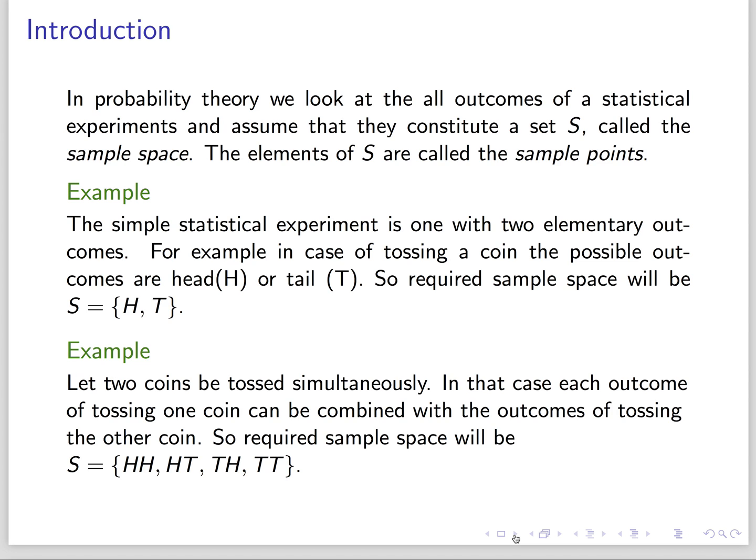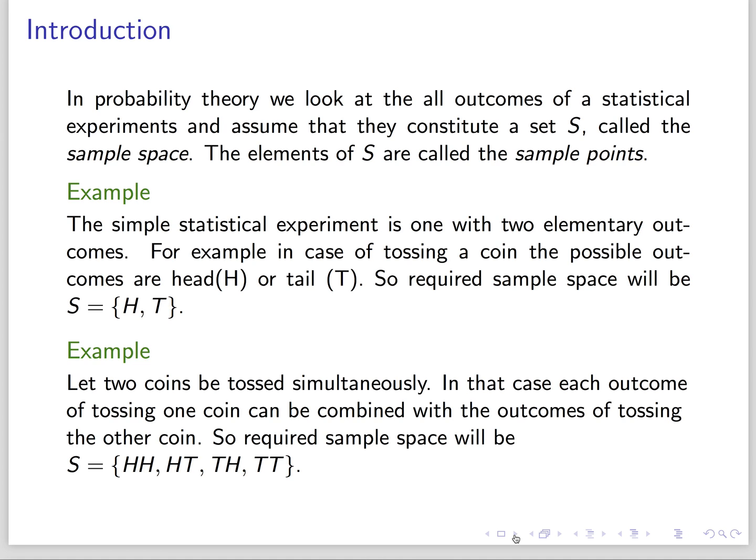In probability theory, we look at all outcomes of a statistical experiment and assume that they constitute a set S. We call it the sample space. The elements of S are called the sample points. Suppose, for example, the simple statistical experiment is tossing one coin. The possible outcomes are head and tail. So whenever we are tossing a coin, the corresponding sample space will consist of two outcomes, head or tail.